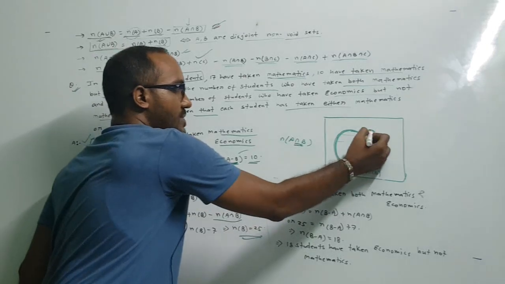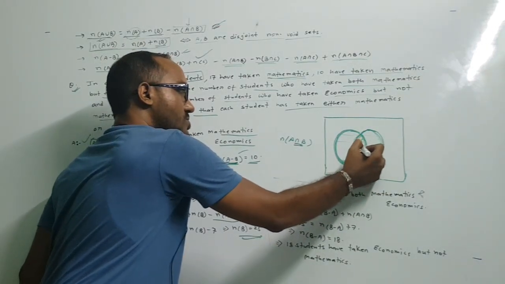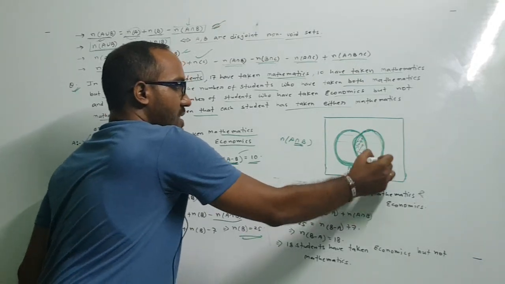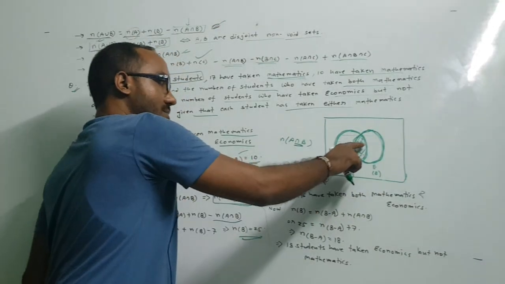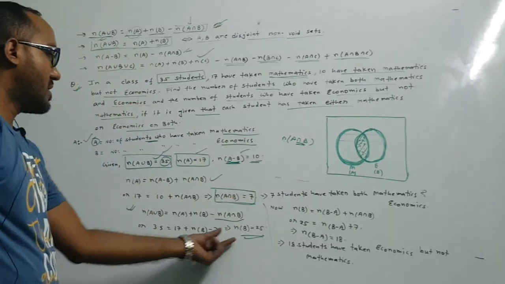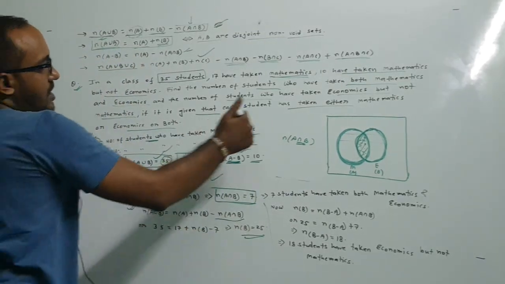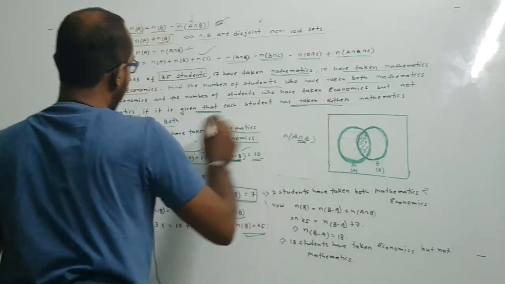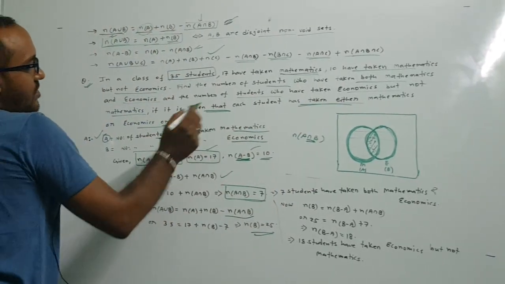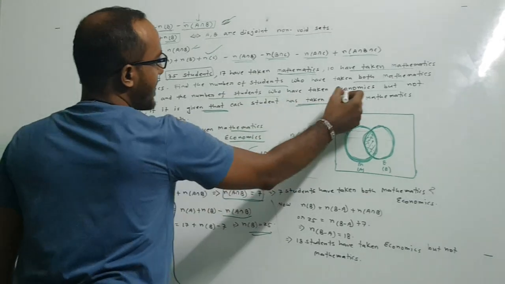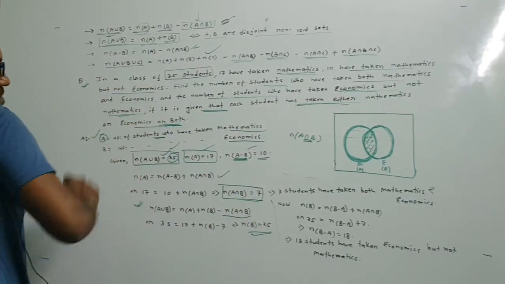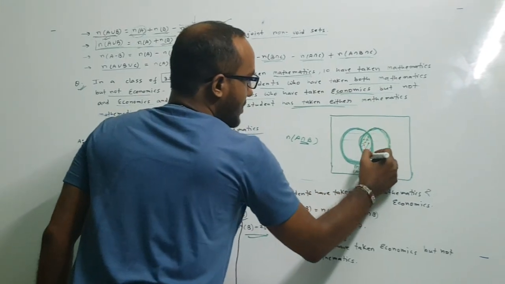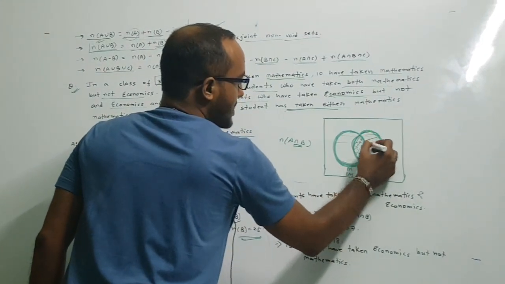That means the number of students of economics. The number of students of economics means here some mathematics students will also come, that means there are some students who have taken economics and mathematics also. So n of B is 25. Now let us see the next part. It is given that each student has taken either mathematics or economics or both, and we have to find the number of students who have taken economics but not mathematics. So we have to find only economics but not mathematics, that means this part.